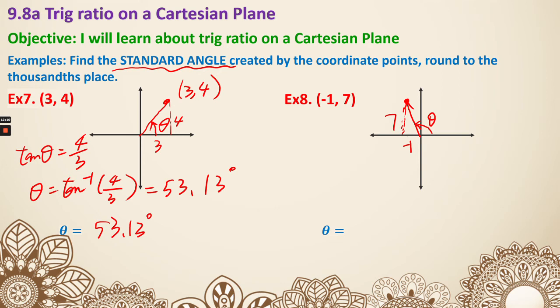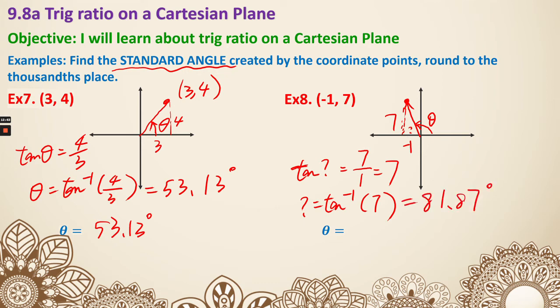That won't always be the one we want. Which is why when we try to find the angle, we are just going to find the reference angle first, which means we just ignore the signs. So my tangent of whatever angle is going to be 7 over 1, so 7. Since it's not theta, I'm just going to use a question mark. The question mark is going to be the inverse tangent of that, which is going to be 81.87 degrees.